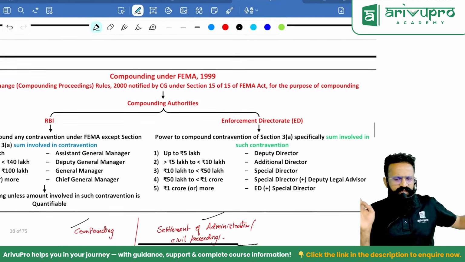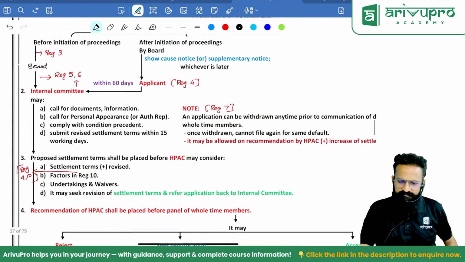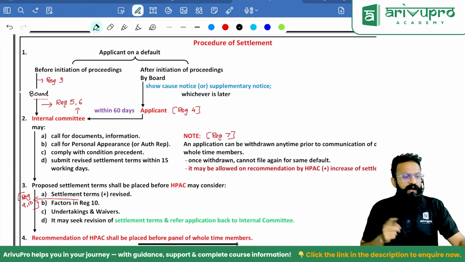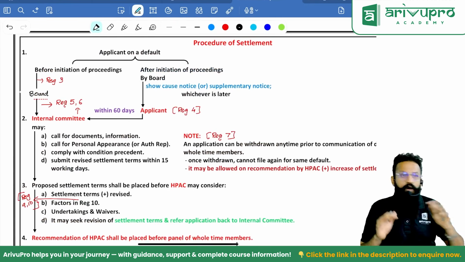Because they have given it, that's why I thought of writing it. Clear, all of you? Okay. Now, sir, how does this particular compounding happen?